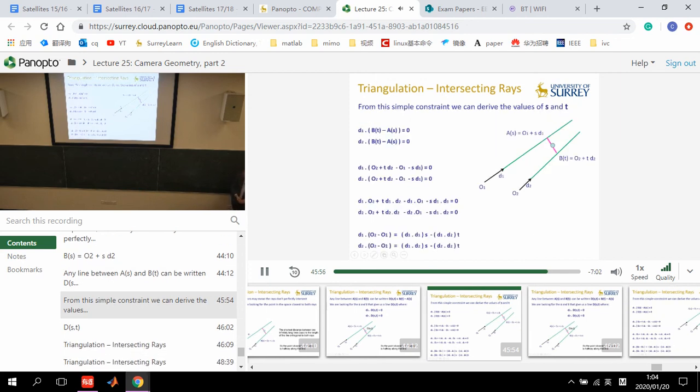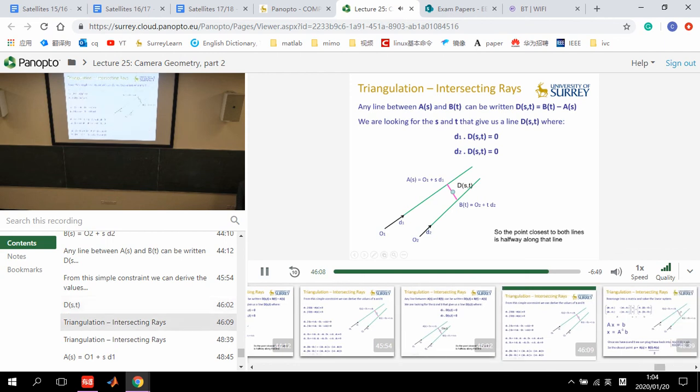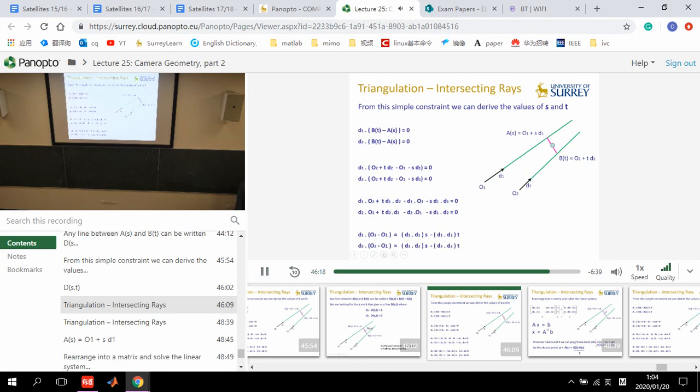Right. So let's step through this one step at a time. First of all, we notice just from defining it on the previous slide that the direction of this line is just B of t minus A of s. Remember, we're solving for s and t to find this best position. So this is our best line. We want to solve for these two unknowns. So d1 dotted with d of s,t, just expanded out, is this first line here. And similarly for d2 dotted with d of s,t is this line here. So these are our two constraints.